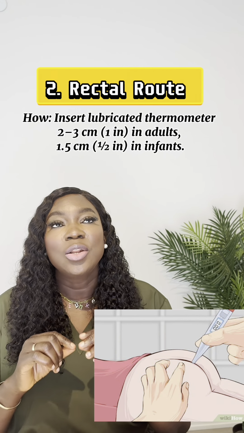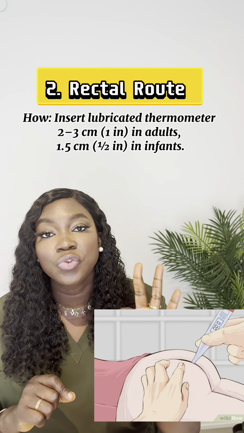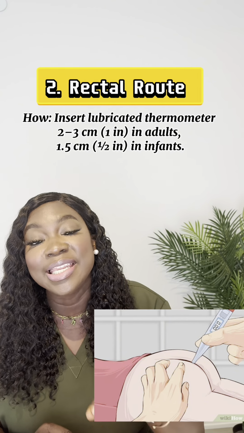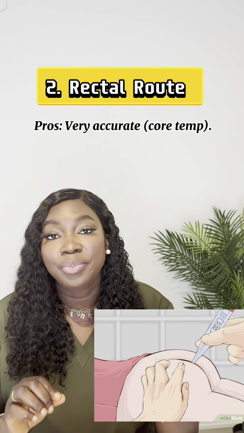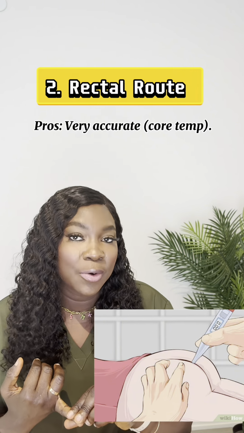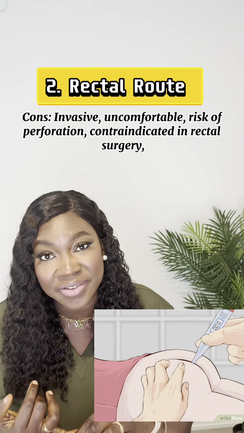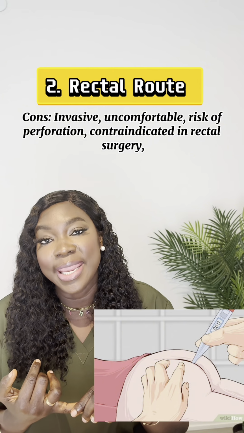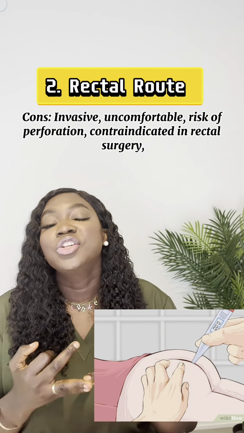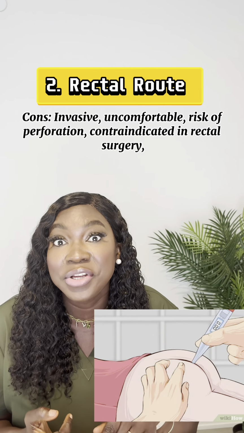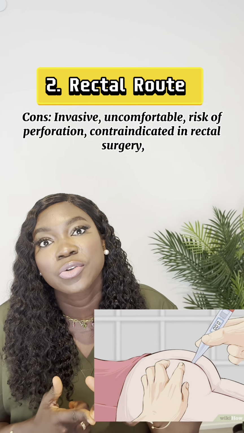The next one is the rectal route. Now this is when a lubricated thermometer is inserted into the rectum, about 2 to 3 centimeters in adults and 1.5 centimeters in infants. Pros of the rectal temperature route is it is very accurate, core temperature. And the cons of this temperature route is it is invasive. You can imagine a thermometer in a rectum. It is very invasive. It is also uncomfortable, and it can lead to risk of perforation, and it is contraindicated in rectal surgery. Okay.